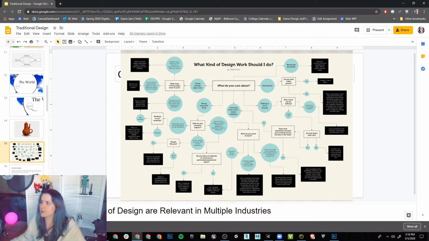Fundamentals of design in multiple industries. What kind of design work should I do? I just provided you with this graphic because I think it's really cool, and I want you to make a little note that it's on page 15 because I'm providing you with this lecture that you can check this out later. It's an interesting kind of mind map, but in its own way was a design itself, created to help you figure out what kind of design you'd like to do.